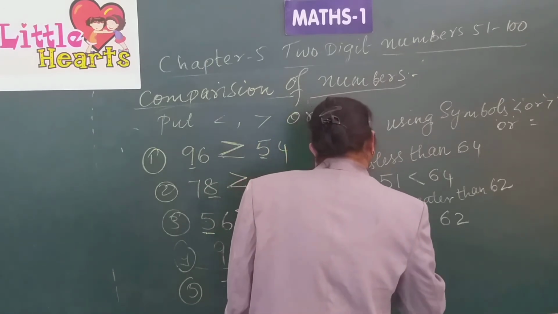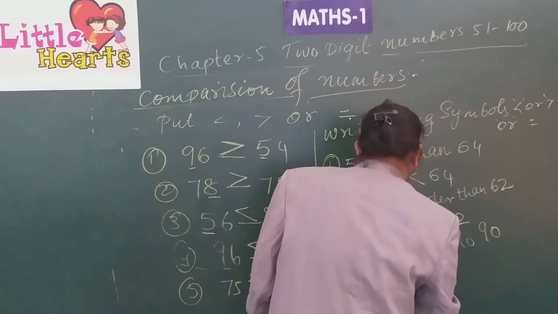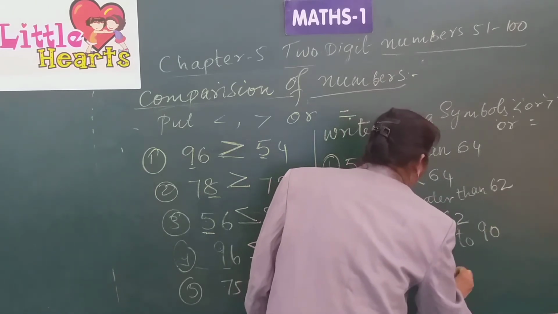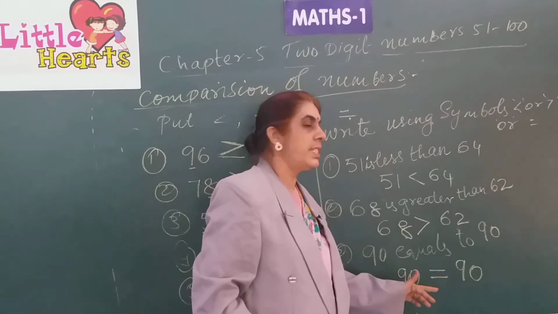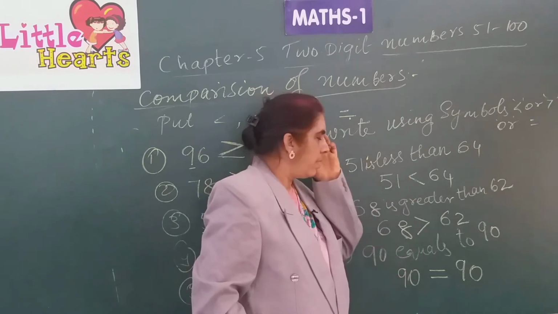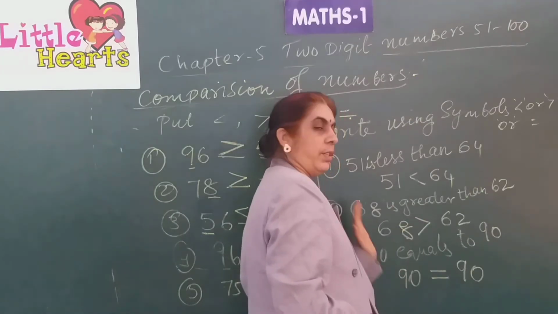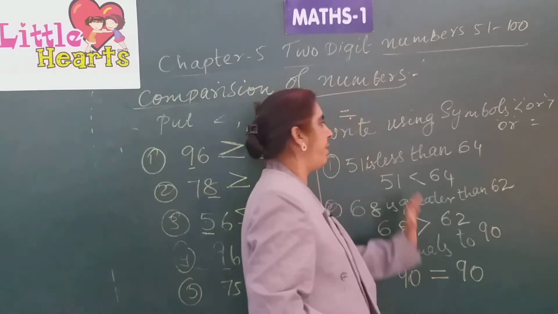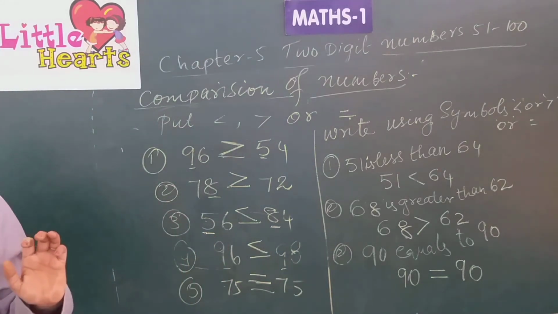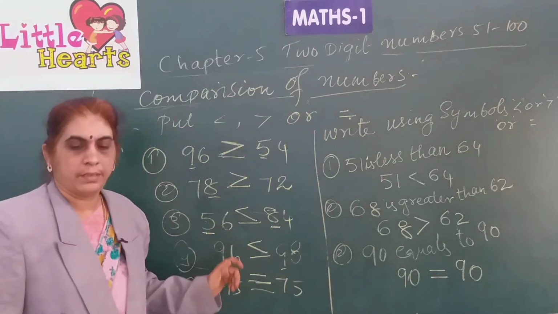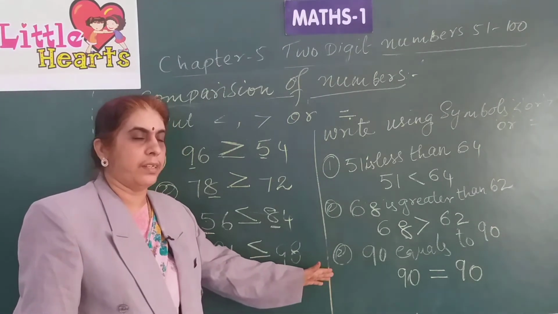90, 90. 90 is equal to 90. Just we are representing them with the symbols. If it is less than, the opening should be towards your right hand. Greater than, opening towards your left hand. Equal to. In this way you can compare the numbers. So just we are writing symbolically here.